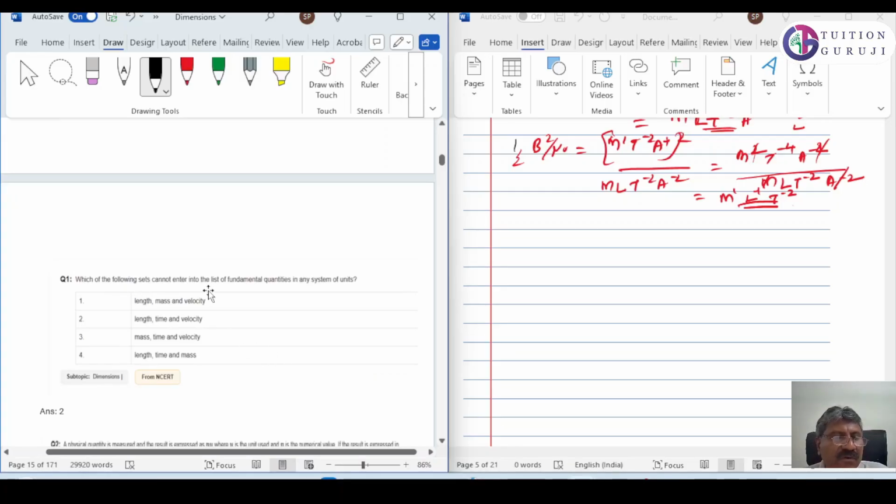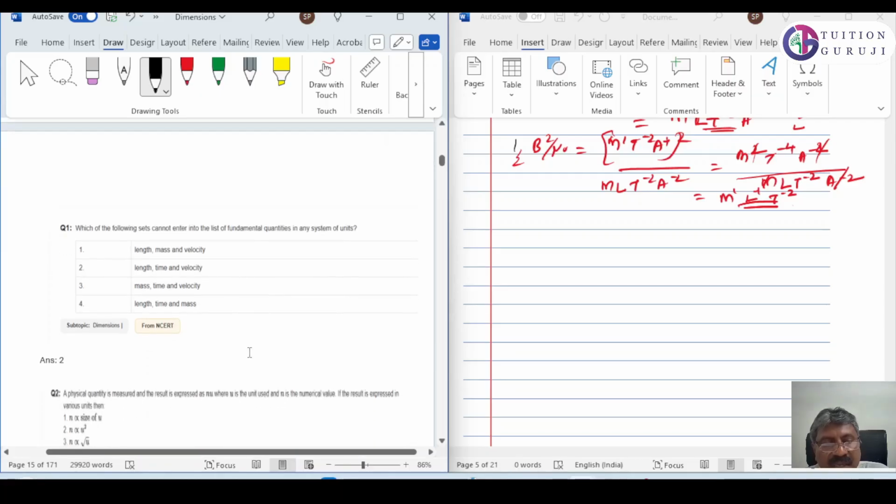So next one, which of the following sets cannot enter into the list of fundamental quantities in any system of units? First one is length, mass and velocity. So length, mass and velocity can be fundamental quantities because there is nothing common in this. Okay, length, time, velocity cannot have the fundamental quantity because velocity is nothing but length by time. So length and time, velocity means actually this is not the base quantity. This velocity cannot be the base quantity. When length and time are the base quantities, velocity cannot be the base quantity. That is the answer.